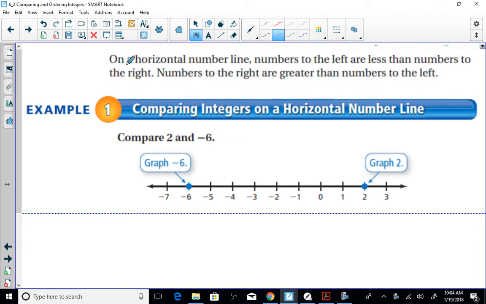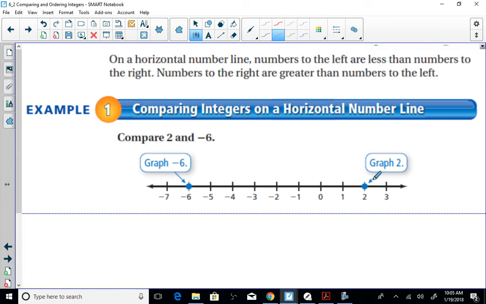Example 1. On a horizontal number line, numbers to the left are less than numbers to the right. Numbers to the right are greater than numbers to the left. So if I want to compare positive 2 and negative 6, I imagine a number line or I actually write out a number line. Here you can actually physically see the number line. But as you get better at doing these problems, in your head you can imagine the points on a number line. Okay, I'm comparing positive 2 and negative 6.